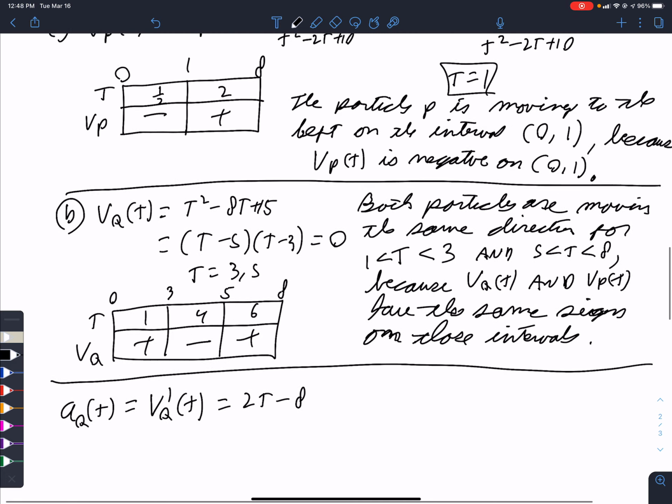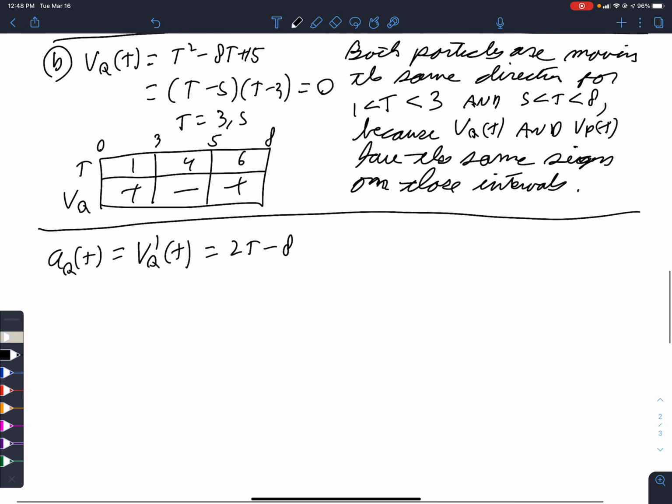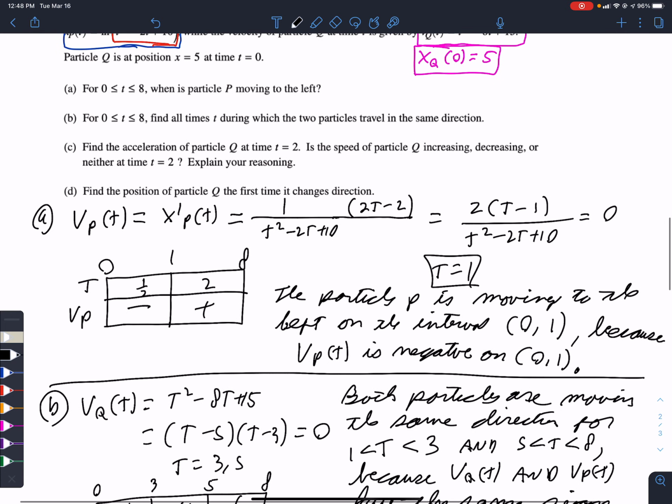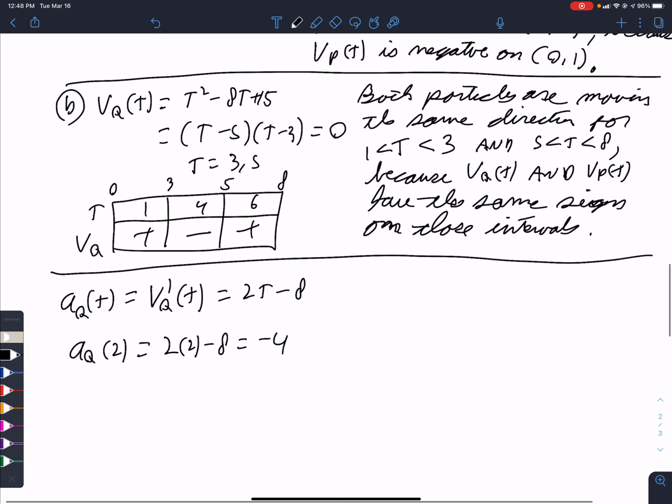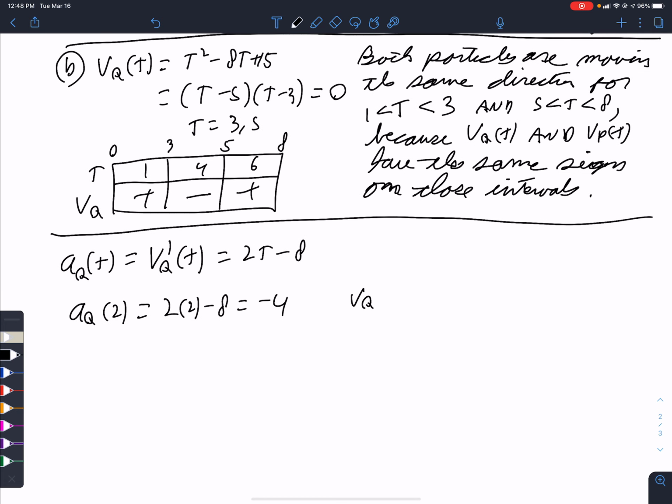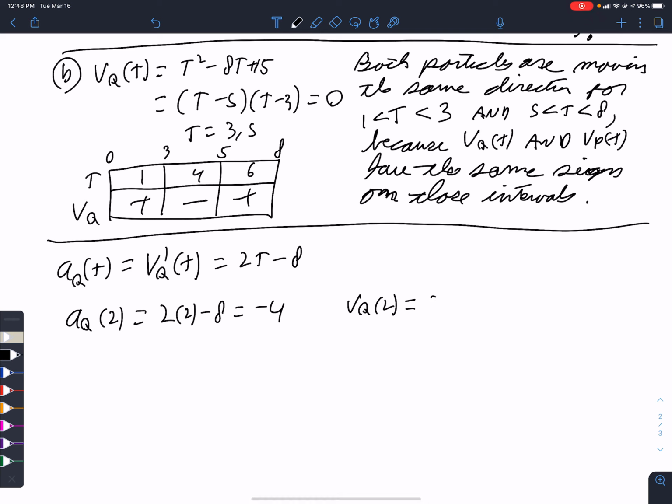So that's the first step. Then we want it at what point? t equals 2. So then you tell your grader the acceleration of particle Q at 2 is 2 times 2 minus 8, negative 4. Okay? So now I've found the acceleration. And now, is the speed of the particle increasing or decreasing? This is what I explained earlier. If the acceleration and velocity have the same sign, then the speed is increasing. If the acceleration and velocity have opposite signs, the speed is decreasing. So I find the velocity at 2, which will be 2 squared minus 8 times 2 plus 15.